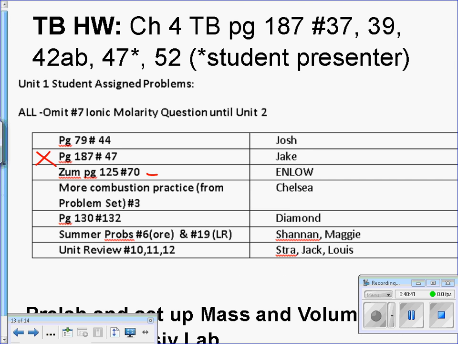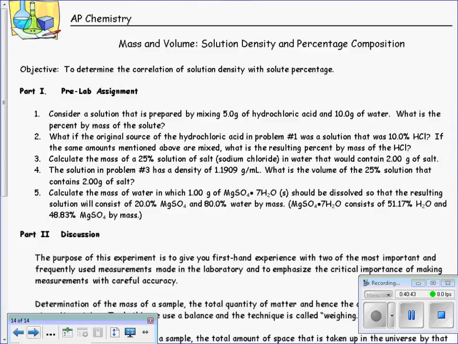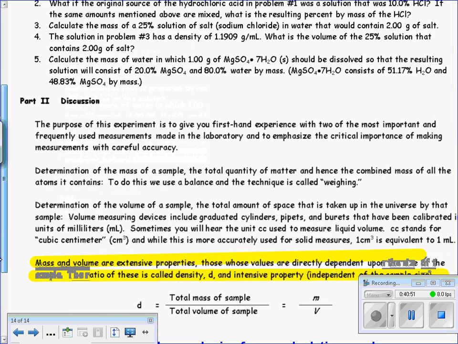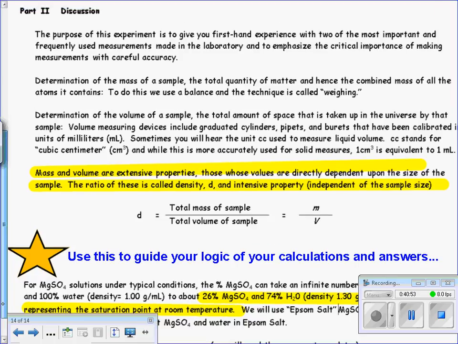So this is your solution density lab. I want you to get your pre-lab assignment done in class. You can ask me questions, but specifically make a star on these couple of pieces that I've highlighted, okay?